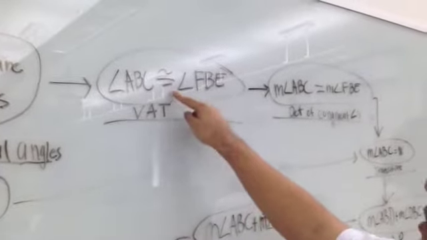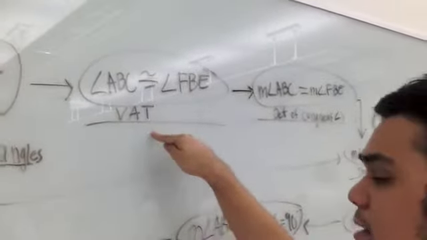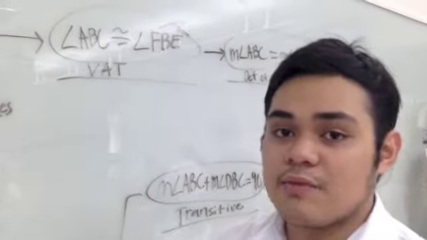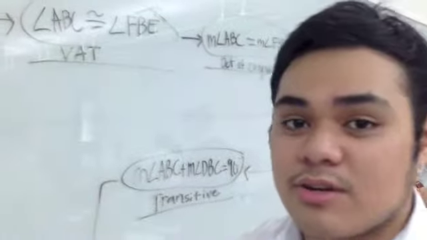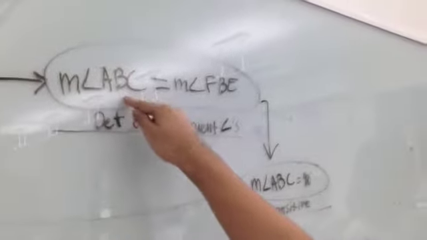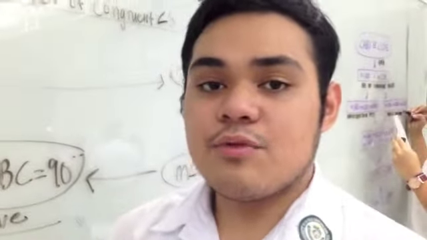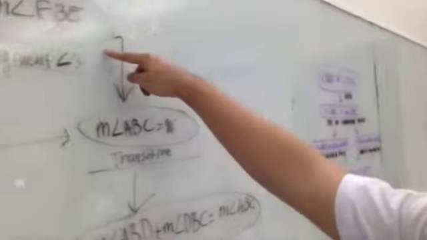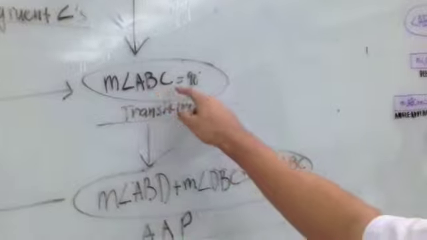From this first statement, we can infer that ABC is congruent to FBE because of the vertical angle theorem. And that is what the vertical angle theorem states: if two angles are vertical angles, they are congruent. After that, we see that the measure of ABC is equal to the measure of FBE because of the definition of congruent angles. The definition of congruent angles is that if two angles are congruent, they have the same measure.